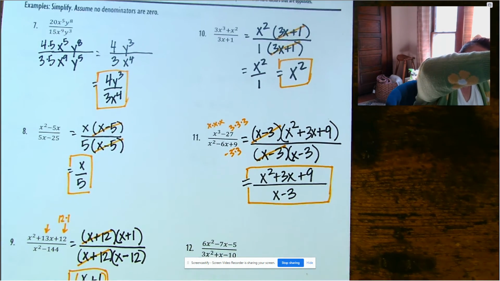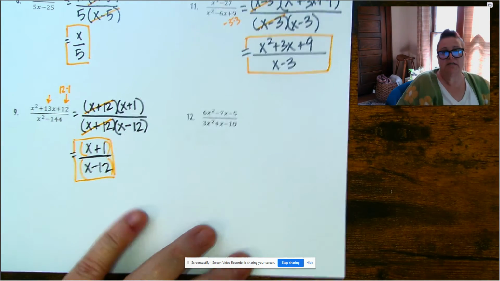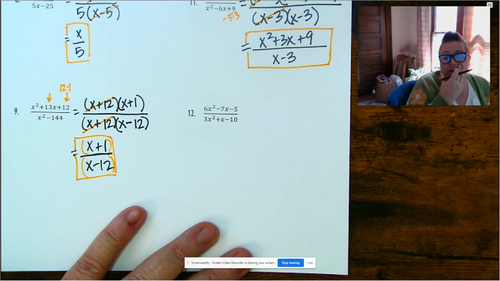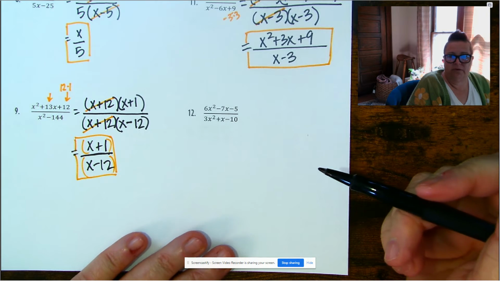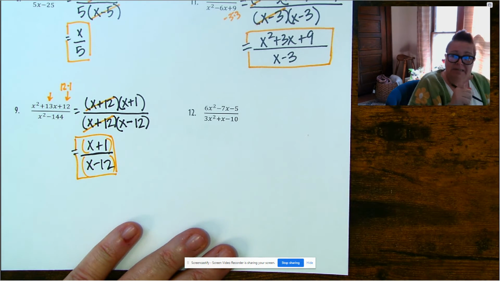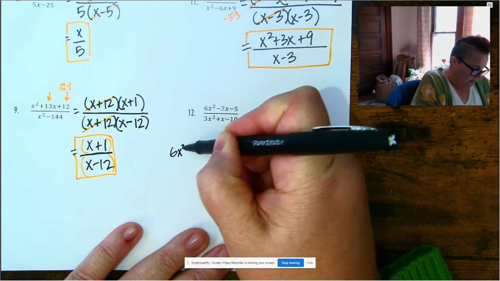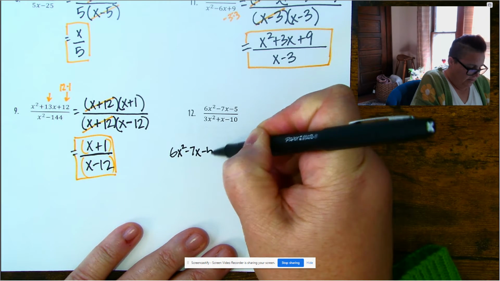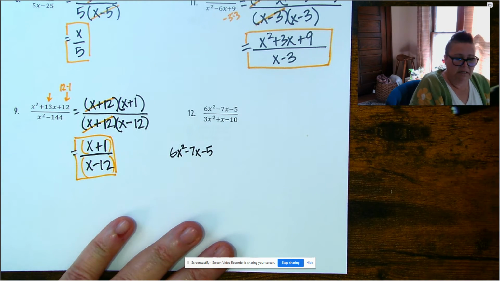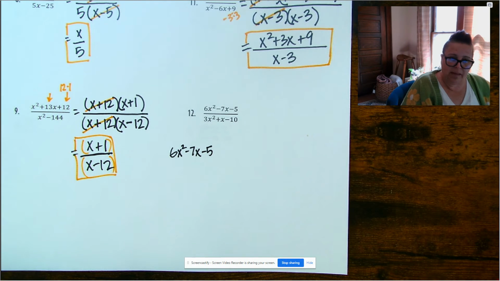Problem number 12, oh, that has leading coefficients. So problem number 12, I'm probably going to have to do a little bit of side work, as it were. Okay, so this one's going to need a little bit of prep work. So let's look at the numerator separately. 6x squared minus 7x minus 5. Because I have a leading coefficient, I do have to factor by grouping. I mean, I can do some mental math on this. It's not my favorite way to do it, though.